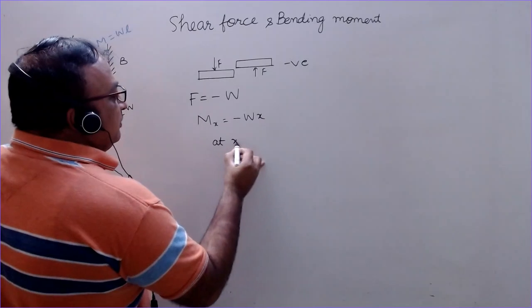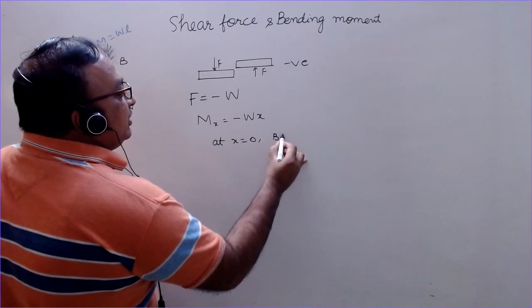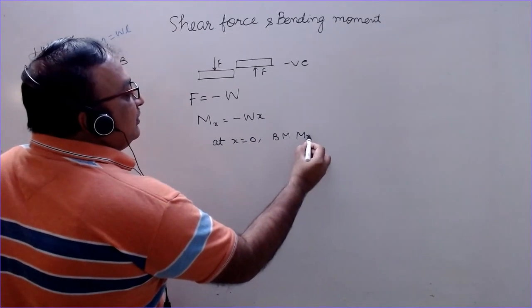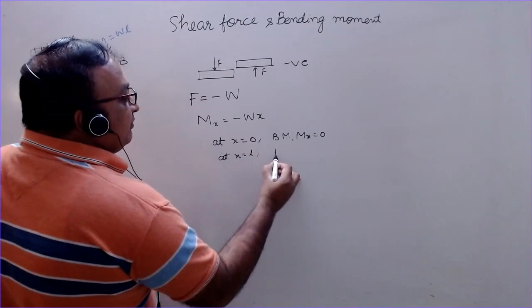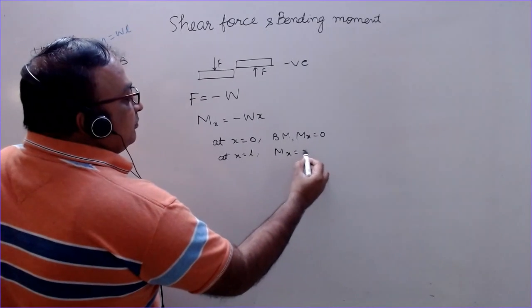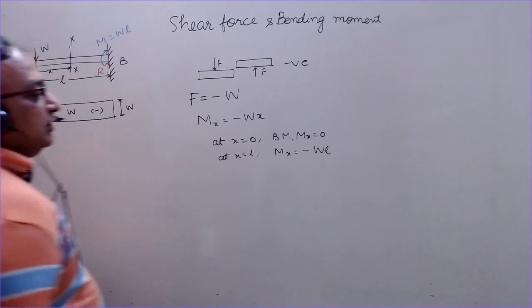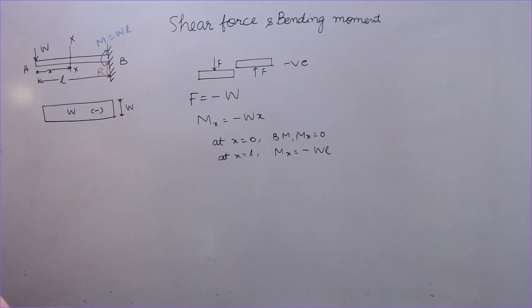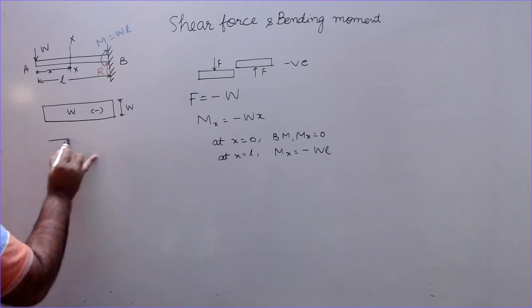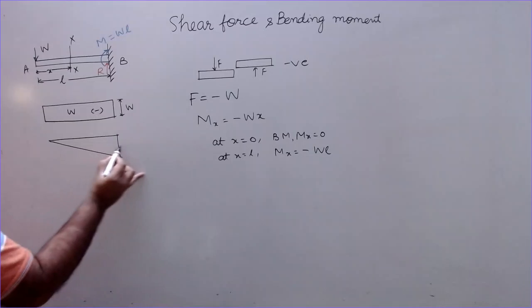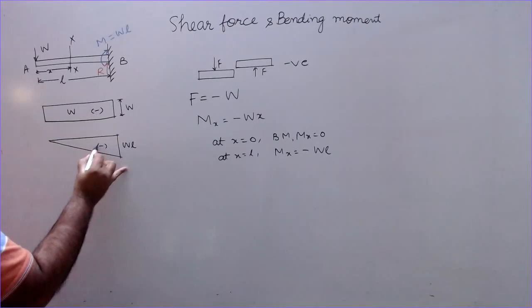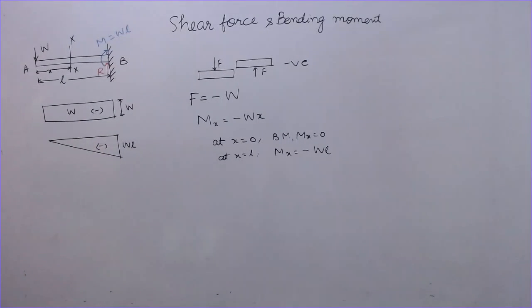So at x equal to 0, bending moment Mx is 0. At x equal to L, it is maximum, minus W into L. So this is the equation of a straight line, y equal to mx on the negative side. So here it is 0, and here it is maximum, W into L. The length is L. This is how you can draw the bending moment diagram of this cantilever.